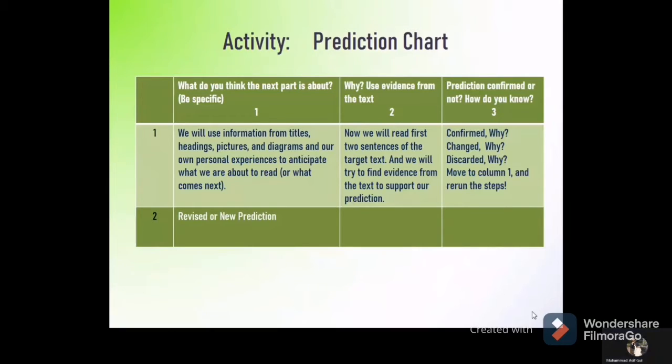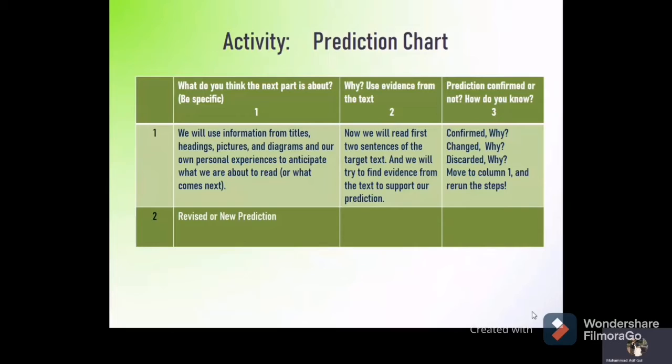Then we move to the text and we read through it. And while reading through the text, we try to find evidence from the text to support our prediction. And we will be writing those pieces of evidence from the text in column 2.